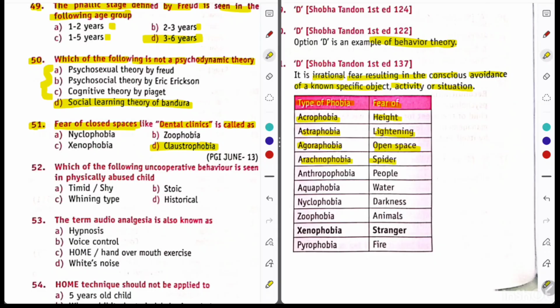Arachnophobia, fear of spider. Anthropophobia, fear of people. Aquaphobia, fear of water. Nyctophobia, fear of darkness. Zoophobia, fear of animals. Xenophobia, fear of stranger. Pyrophobia, fear of fire.